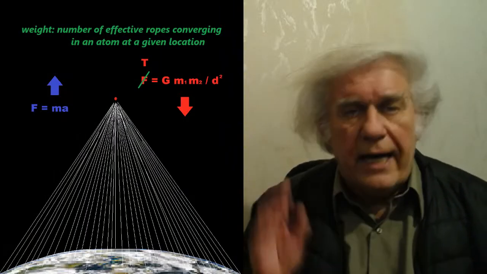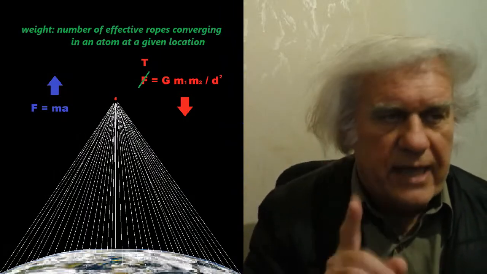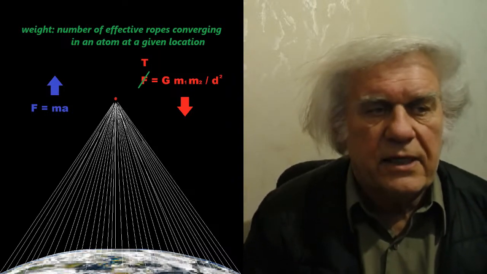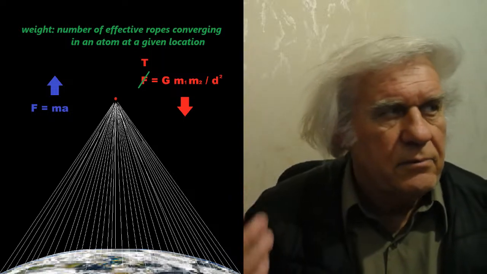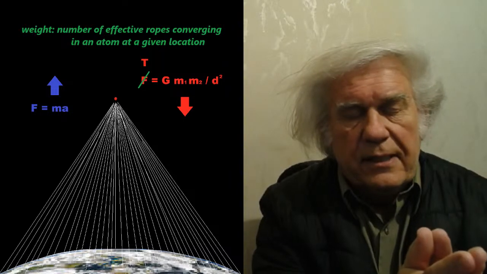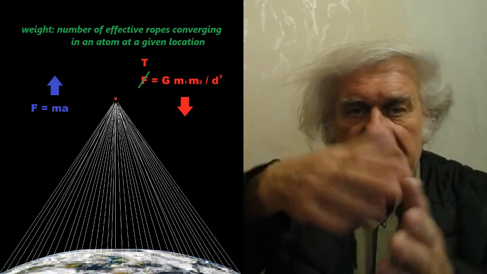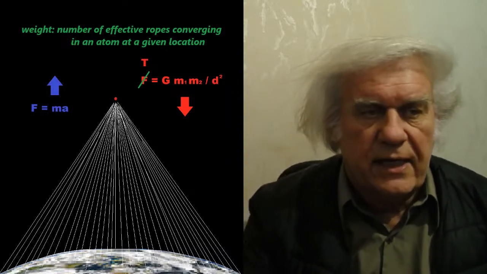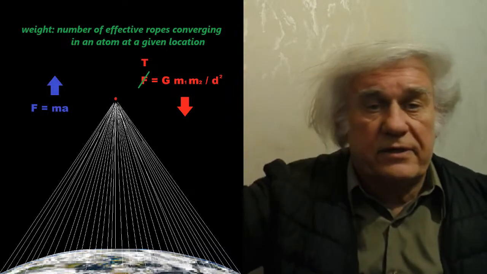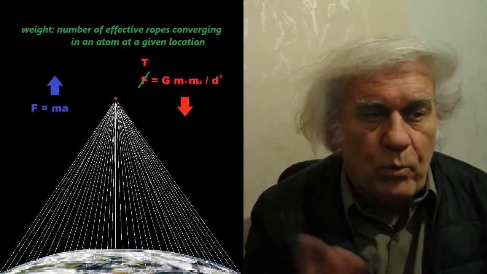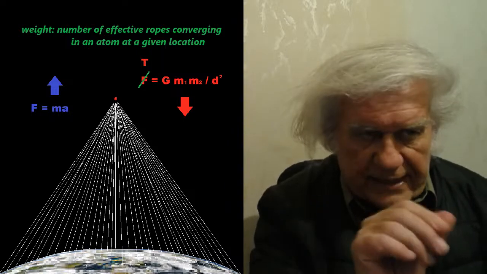Here it is. We have a single hydrogen atom, just one hydrogen atom. Weight is the number of effective ropes, ropes that have separated from the main axis. If they separate and are not on the same axis, suddenly you have more effective ropes. That's what we're saying here. The closer you get, the more effective ropes; the farther you get, the fewer ropes you have. That's what it's all about. And weight is simply how many ropes at a given location.